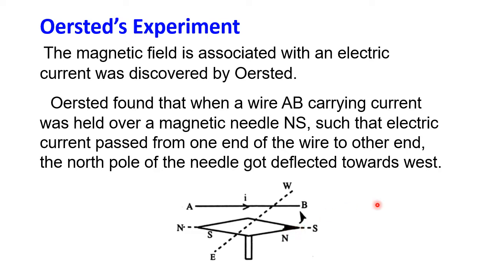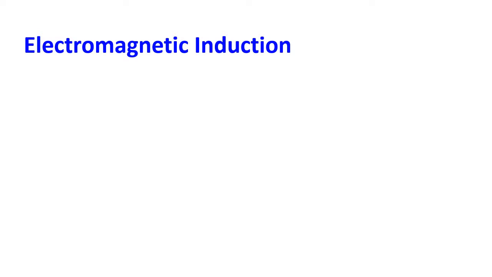Now the converse, with a magnetic field can we produce current? Those details I will give you. So let's go to the topic, that is electromagnetic induction. Before going to discuss the production of current using a magnetic field, first let me give the details about electromagnetic induction as a definition.